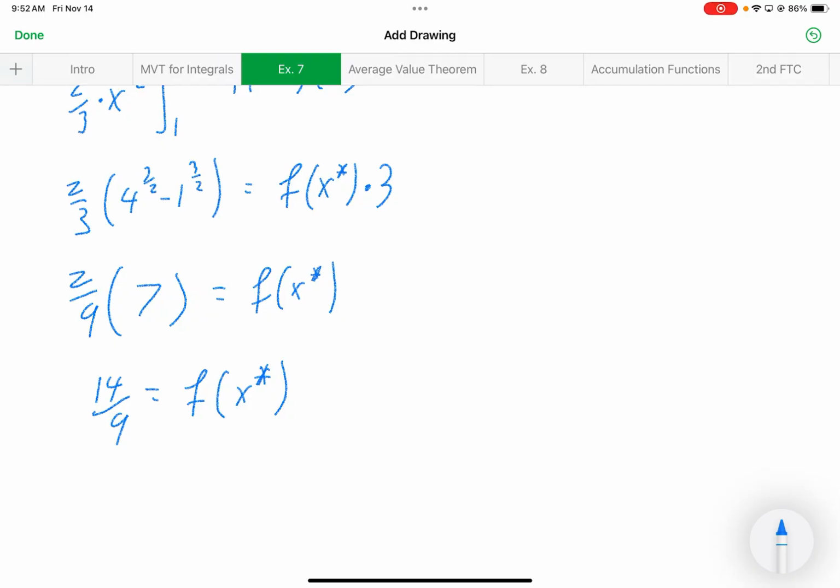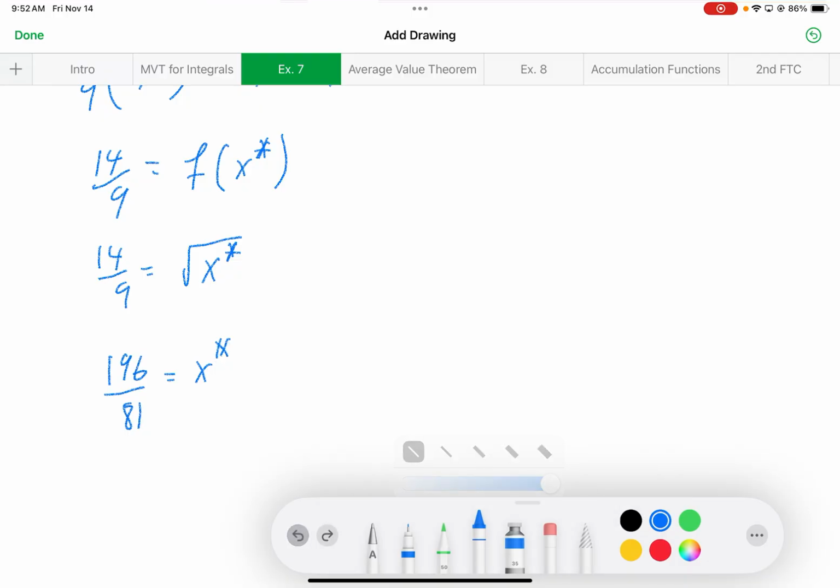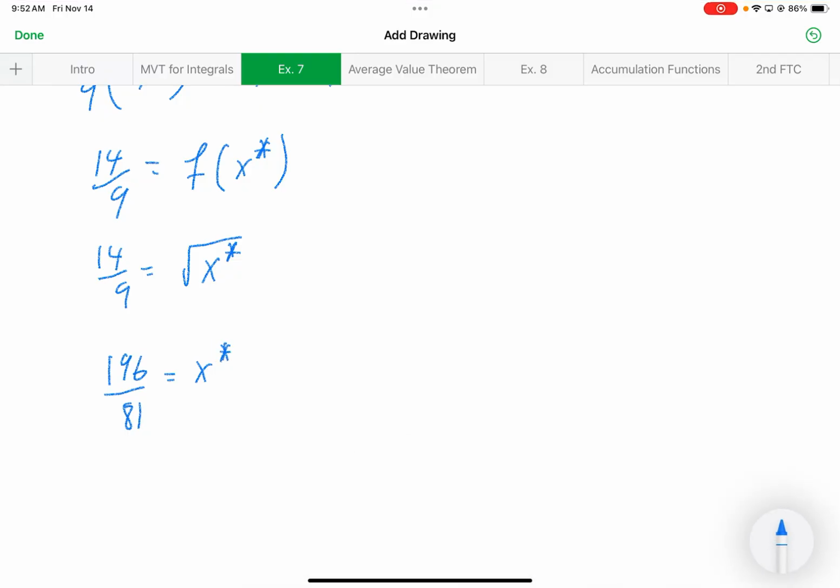But now I need to figure out what x star is. So I'm going to set 14/9 equal to what? Good. I'm going to say square root of x star. And then I just need to square both sides. So I would get that x star is equal to 196 over 81. I just put a number sign. Good at making stars. There we go. Oh, my stars. So we get that x star is equal to 196 over 81. Okay.